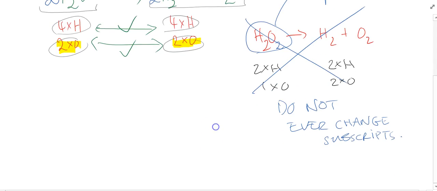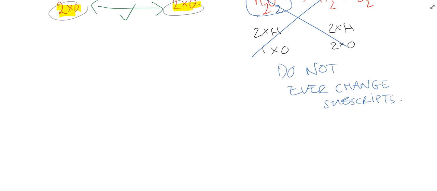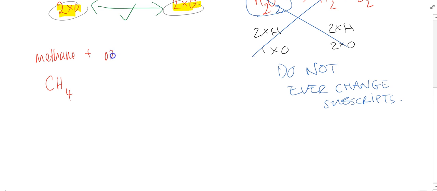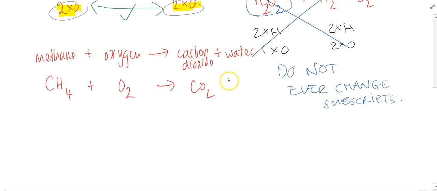All right. Now I'm just going to put one more example. This is a combustion reaction. This is methane and oxygen reacting to form carbon dioxide and water. I'm going to write out the chemical formulae for this, and I want you to pause the video and have a go at balancing this chemical equation.